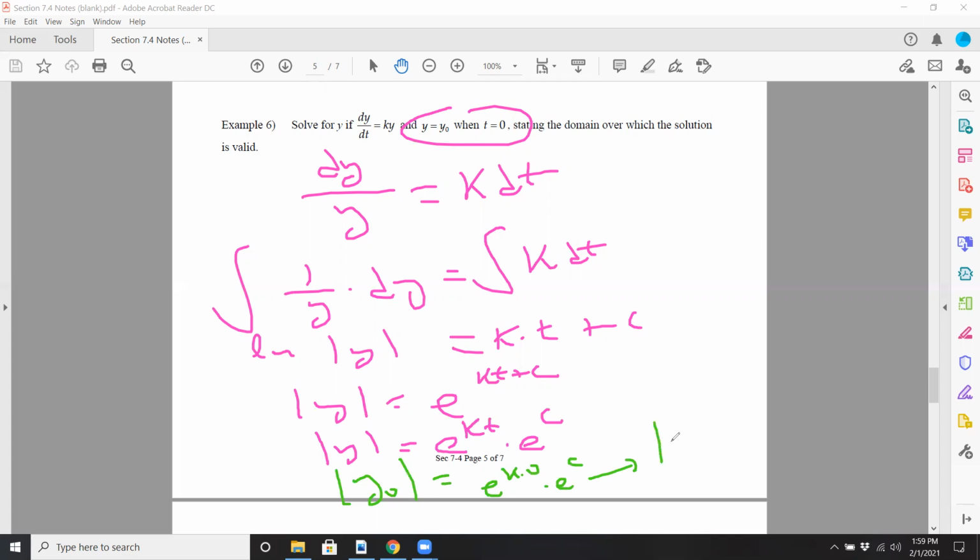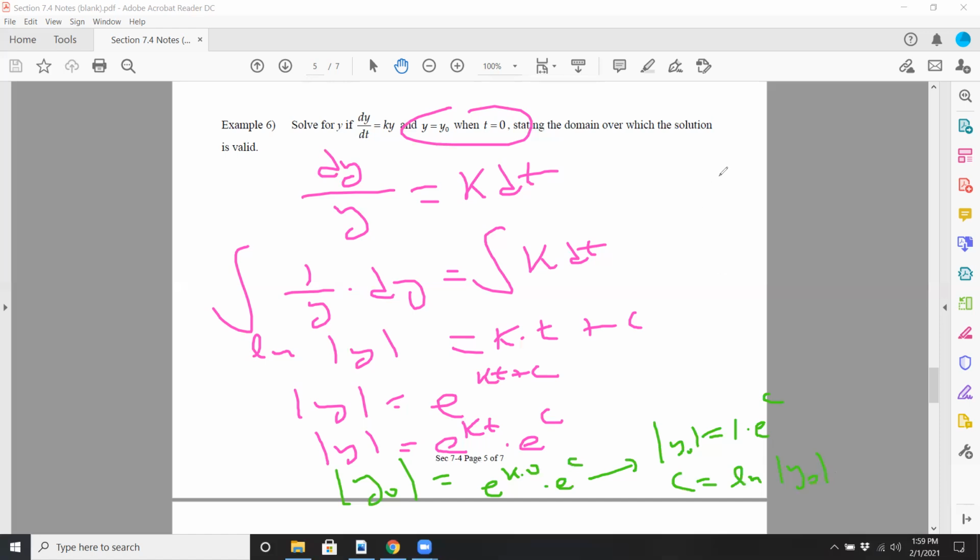So absolute value of y sub 0 is going to equal e to the k times 1, times e to the c. And if you were to actually isolate c, you would take the log of both sides. So c would be the natural log of absolute value of y sub 0.